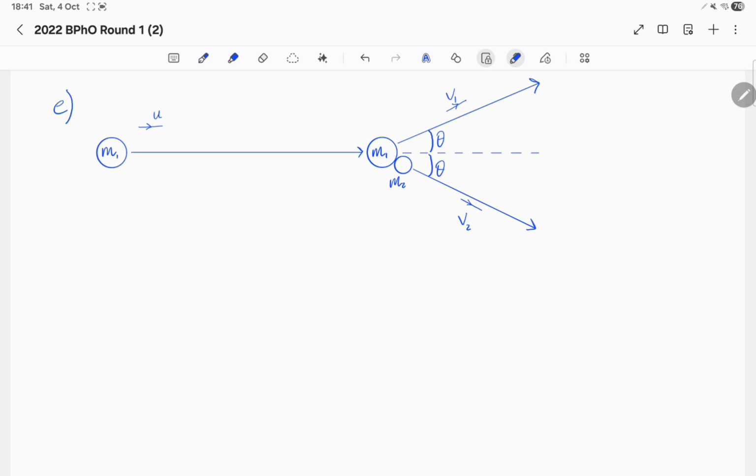Let's get started with a diagram. Here we have a mass of m1 moving rightwards with a speed of u. It then collides with a mass m2, and they move off at speeds v1 and v2 respectively, both making an angle theta to the incident direction of u.